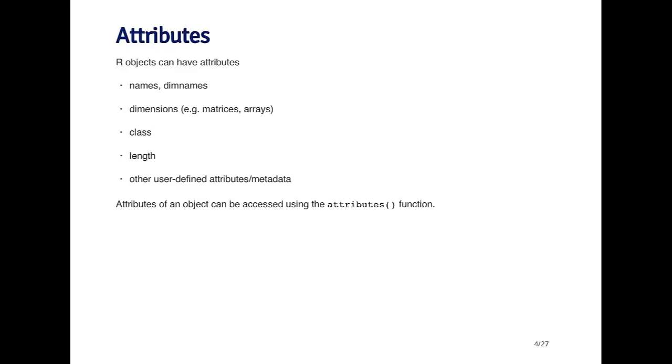Another thing that comes with each object in R is an attribute. Not every object in R necessarily has attributes, but attributes can be part of an object. Some of the most common types of attributes that we'll encounter are names, or dimnames, for dimension names. Dimensions: a matrix will have dimensions, for example, a number of rows and a number of columns. If you have a multidimensional array, you'll have more than 2 dimensions. The class of the object: every object will have a class. For example, numeric objects have class numeric, and integer objects have class integer. Every object also has a length. For a vector, it's quite simple: the length is just the number of elements in the vector.